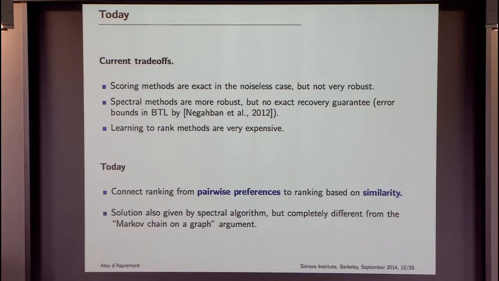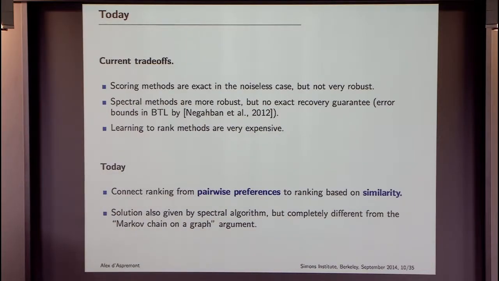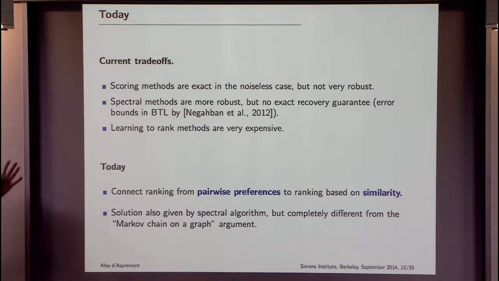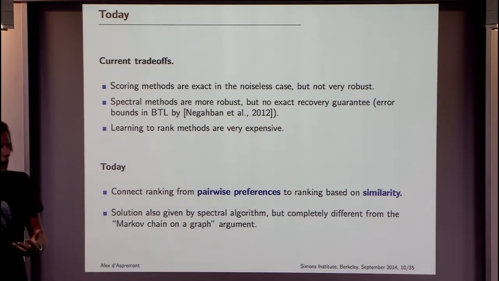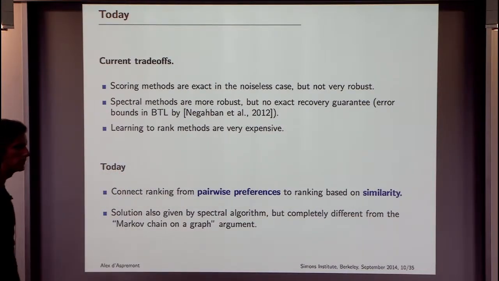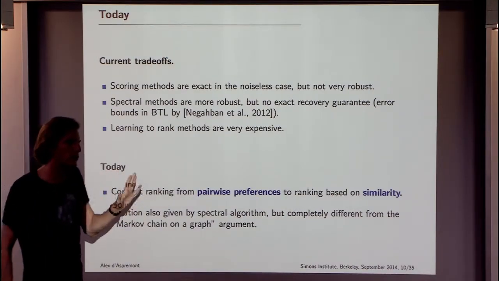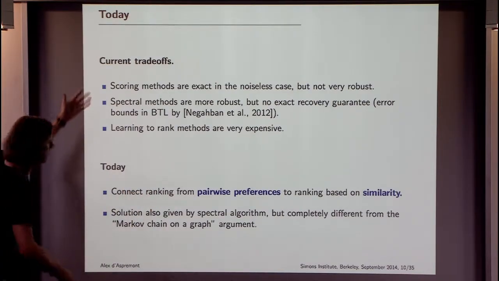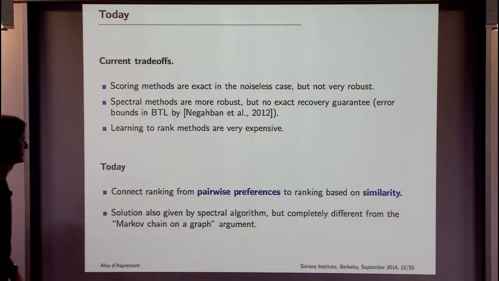Anyway, scoring methods are exact in the noiseless case, at least for most of them by design, but they are not very robust. Spectral methods are more robust for reasons I'm going to discuss later, but at least the ones cited here, based on this Markov chain argument, don't come with an exact recovery guarantee, meaning that if you have full information, noiseless, you don't have any guarantee to reconstruct the exact ordering. On the other end of the complexity scale, learning to rank methods are very expensive. And so we're not going to discuss these today.